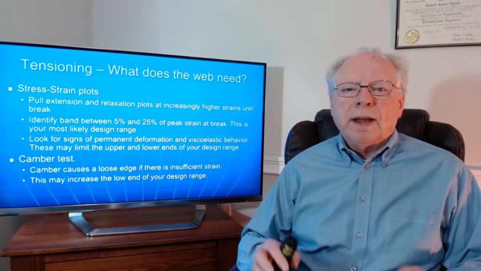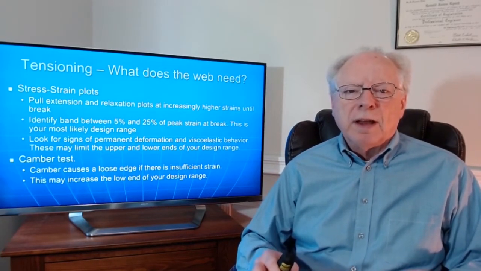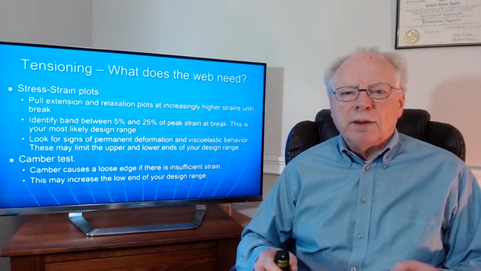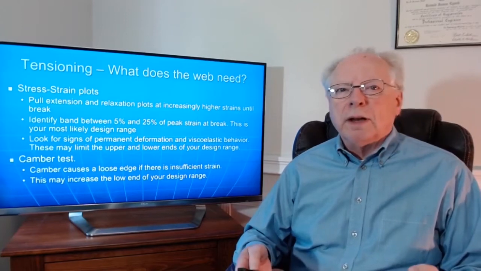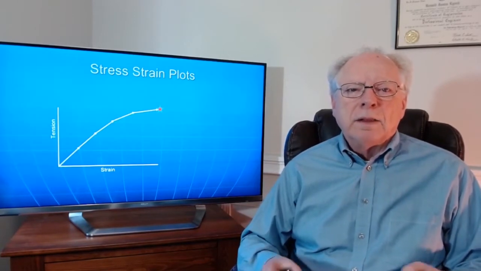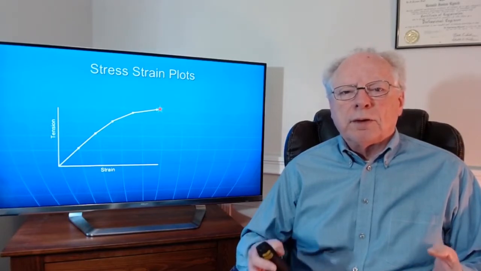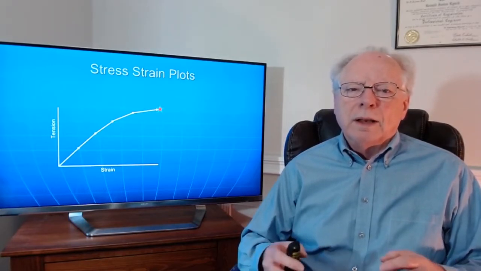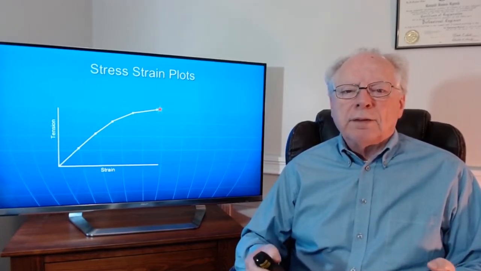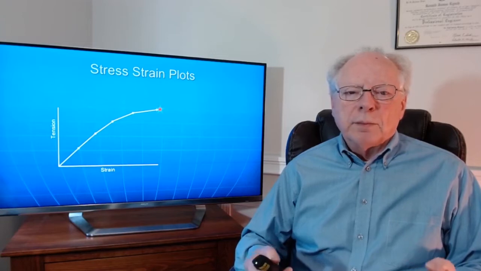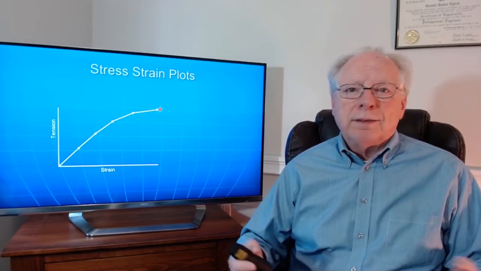The two best tests to determine what the web needs are tensile test and camber test. The objective of these two tests is to define the design range and failure limits for tension and strain of the web. The first thing you will want to do are tensile tests to produce stress strain plots. Not one, not two, but many, many plots. The first test is to pull the web until it breaks. From this you can see where the web is linear and where it breaks. But you can't stop there.